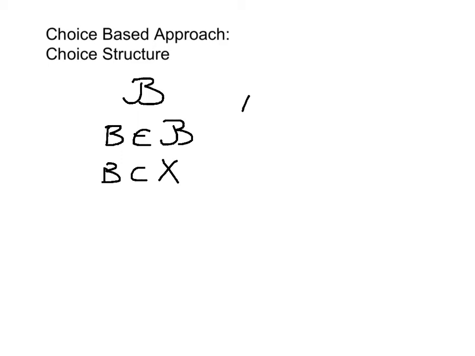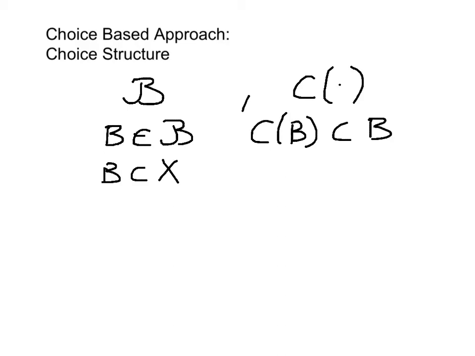The second element to this choice structure is a choice rule, which assigns to each budget set those elements that are actually observed to be chosen by the consumer. So C of B is actually a subset of the budget set, and it contains those elements that were chosen. Now C of B could actually contain more than one element, and this is interesting.